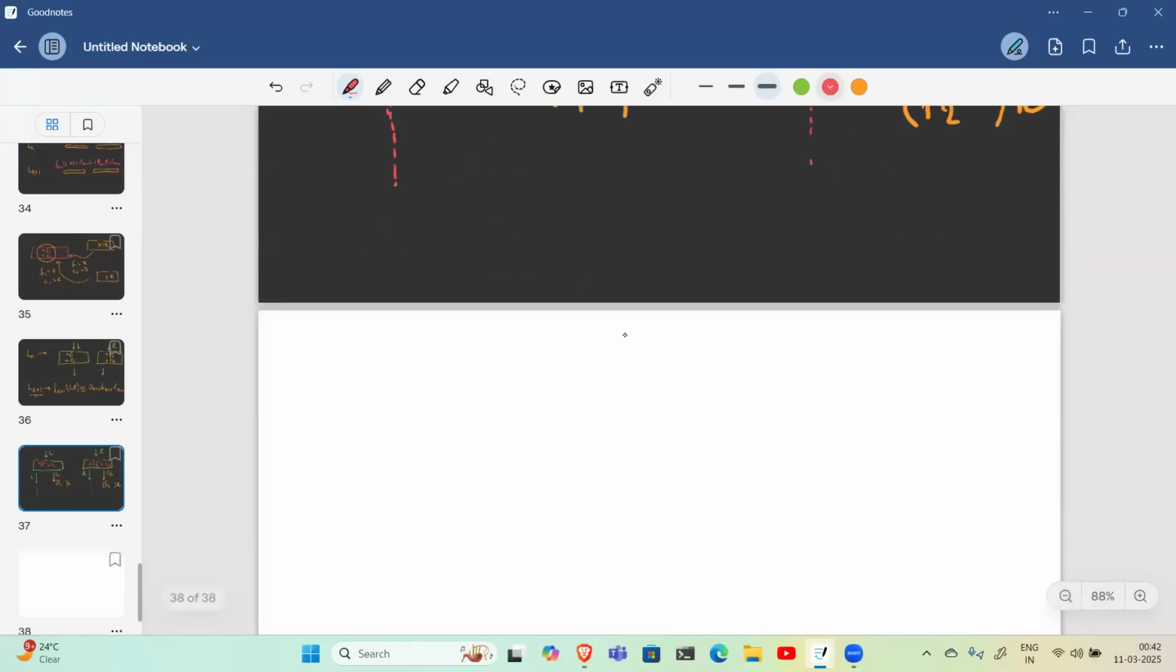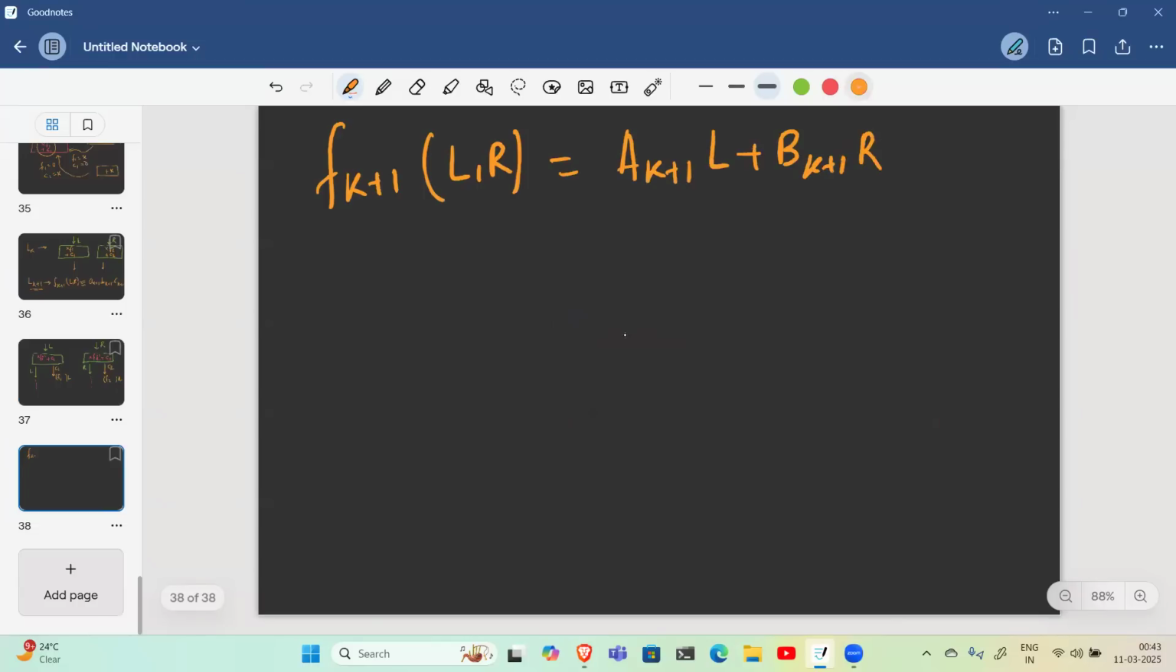Now, I already know the function f k plus 1 of L comma R, which is a k plus 1 L plus b k plus 1 R plus c k plus 1. So I know the maximum number of people who will come out if L and R people go through lane 1 and lane 2 respectively in the k plus 1th layer. Now there are two cases. Let me start with the case that a k plus 1 is greater than or equal to b k plus 1. The other case is exactly symmetrical.